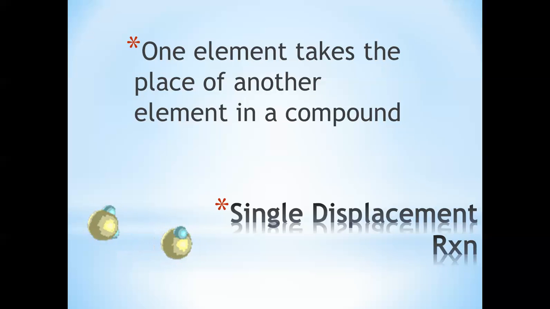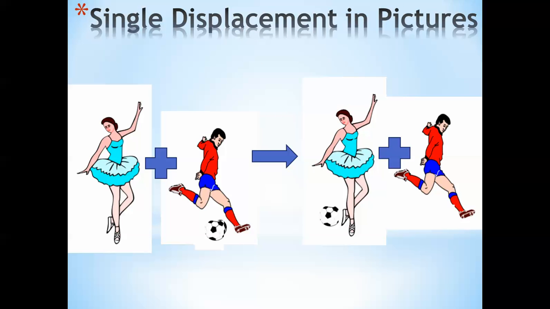In a single displacement reaction, 1 element takes the place of another element in a compound. In pictures, that would be like the ballerina alone and the soccer player with the soccer ball, yielding the ballerina with the soccer ball and the soccer player alone. As you can see in this picture equation, the soccer ball has traded partners. It has changed position.